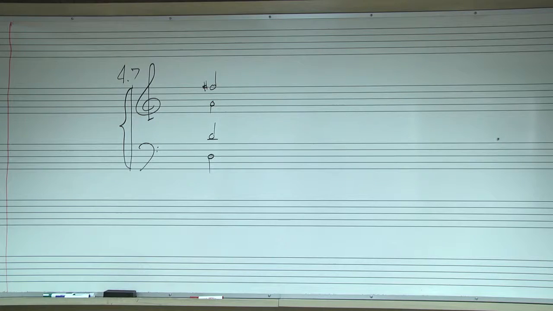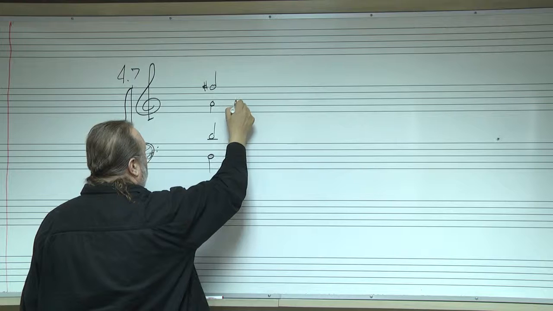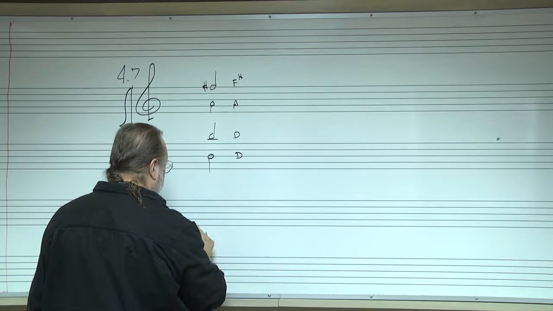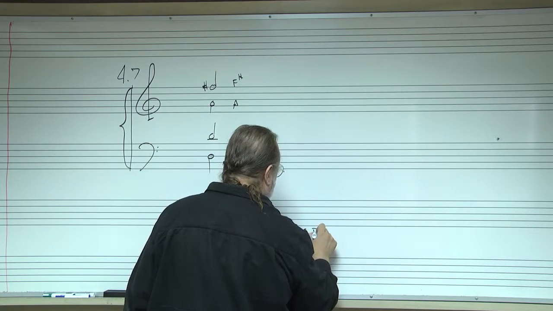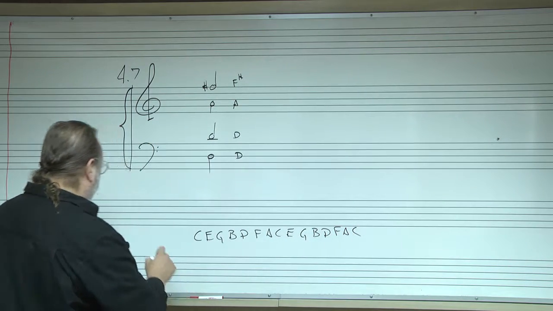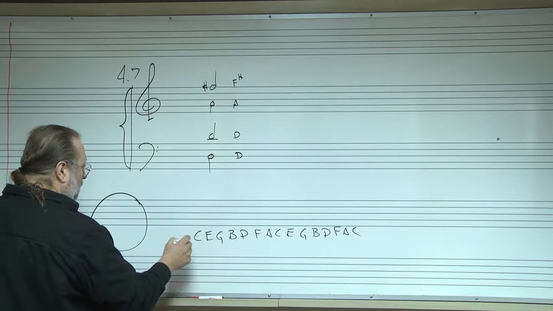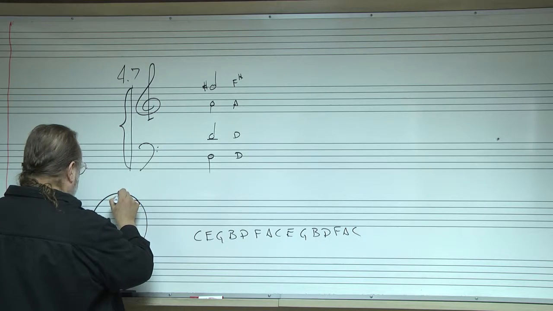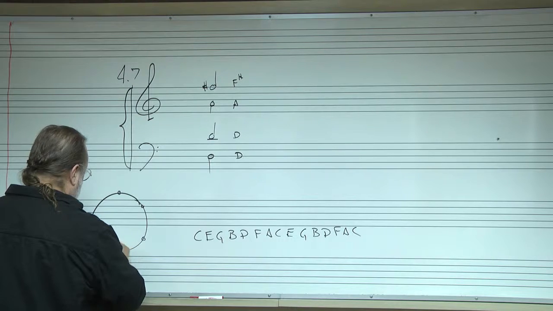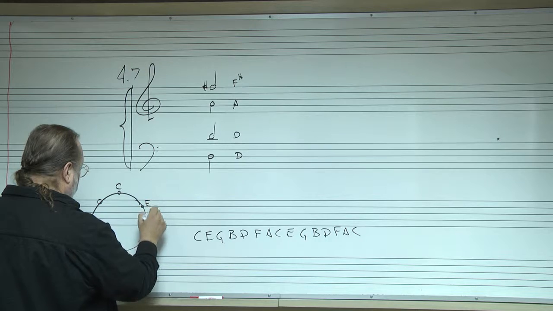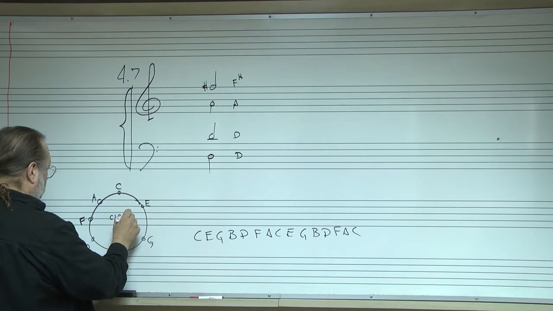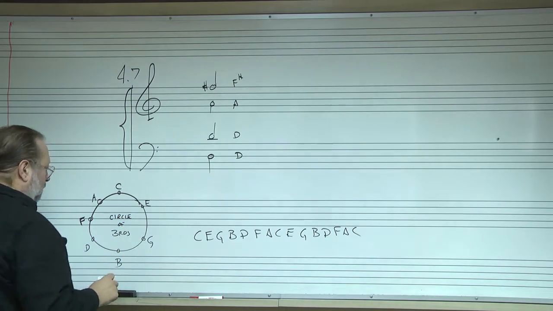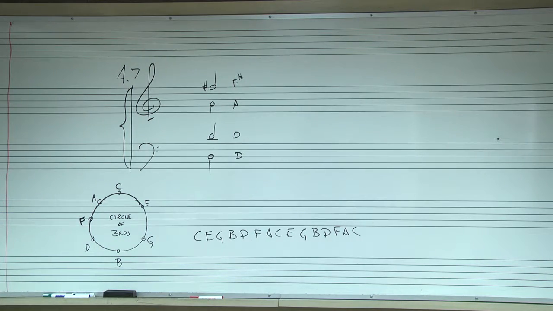So what's the spelling? What's the pitch inventory first? D, A, F sharp. Right? Okay, and our tertiary number line. Now the tertiary number line can also be addressed like this. 1, 2, 3, 4, 5, 6, 7. This is called the circle of thirds. So this is true for all the tertiary. The tertiary number line and the circle of thirds are the exact same thing, just two different ways of viewing it, that's all. So D, A, F sharp.